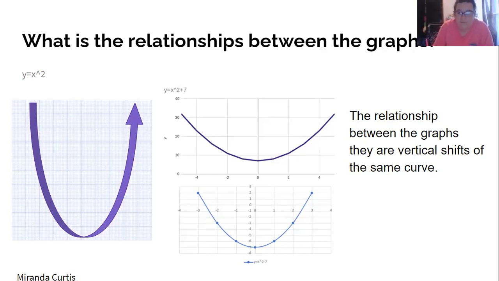And then you come down to the one that Molly did, y equals x squared minus 7, and you notice that it just shifts down 7 units. And that is the relationship between the three graphs. Great job explaining that. Thank you.